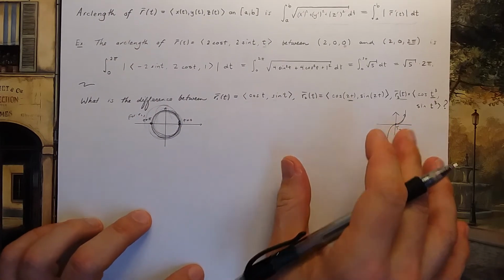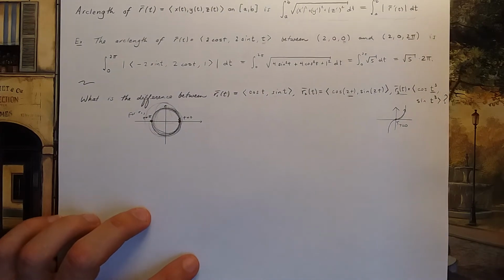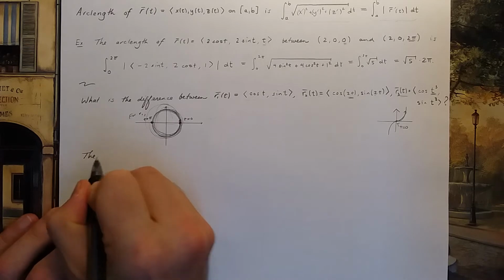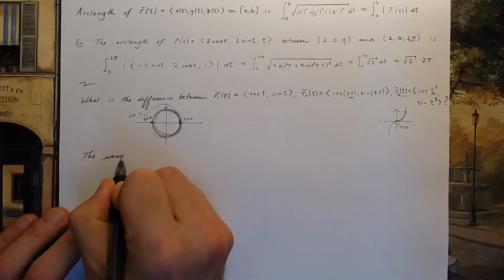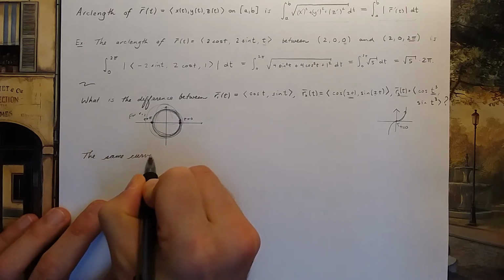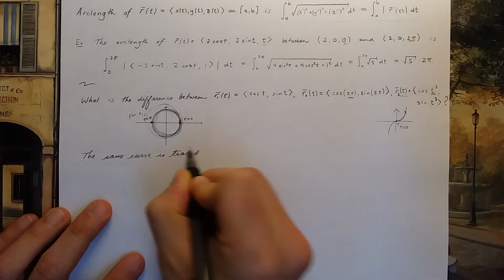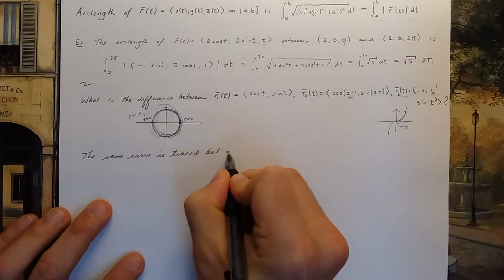Okay. All of these parameterize the same curve. So the same curve is traced, but at different speeds.